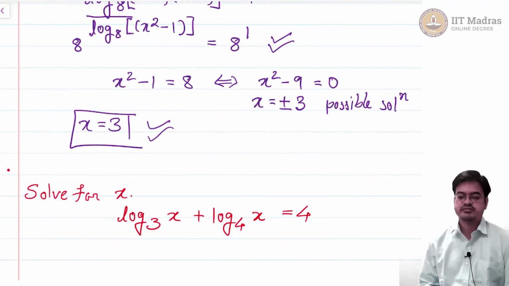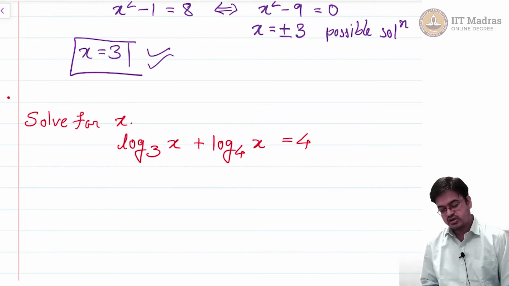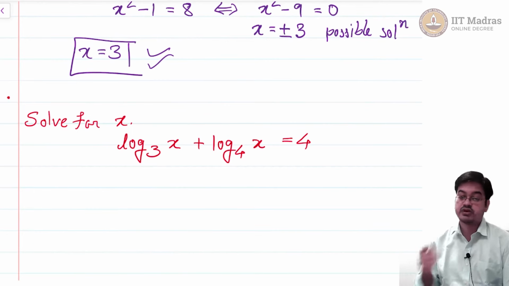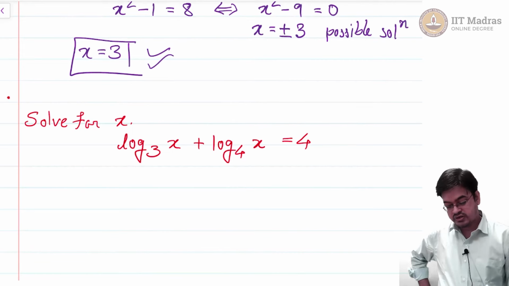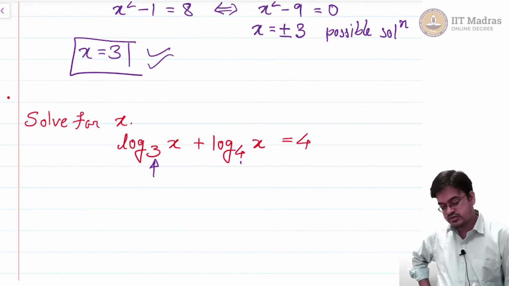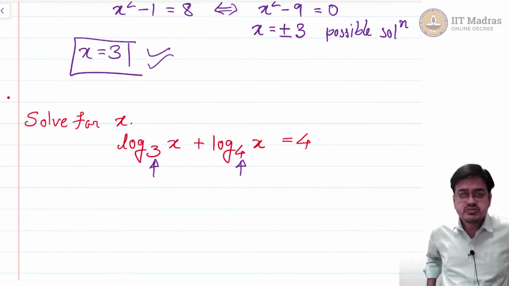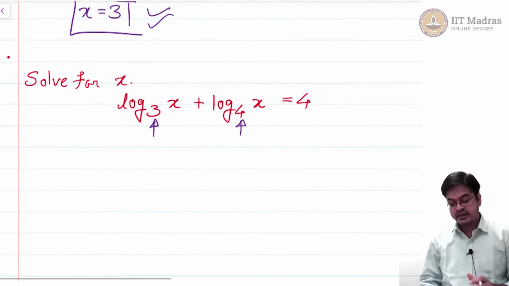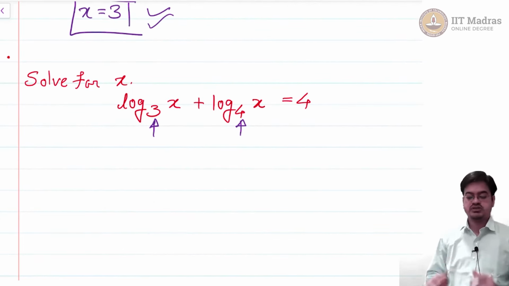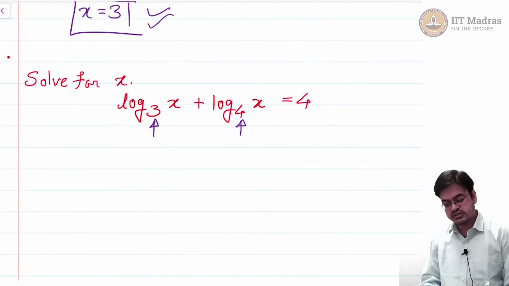Let us move ahead and solve one question which has different bases. So here is a question which is log to the base 3 of x plus log to the base 4 of x is equal to 4. Now what can you do? Because you cannot use your trick of exponentiation because these bases are different. So what should you do? The first thing is to make the bases equal. How will you make it? One formula is the change of base formula. So you apply the change of base formula.